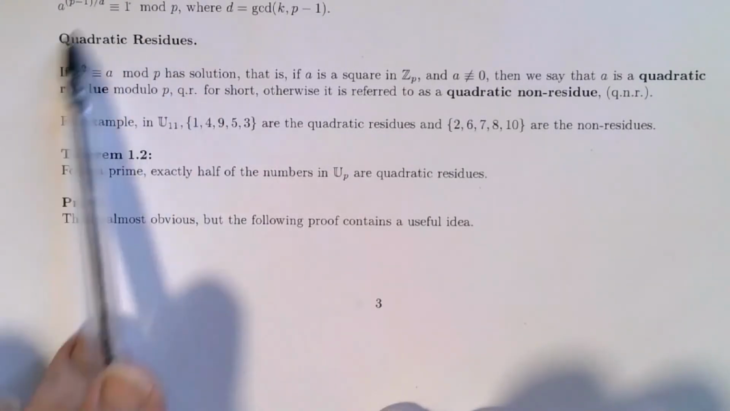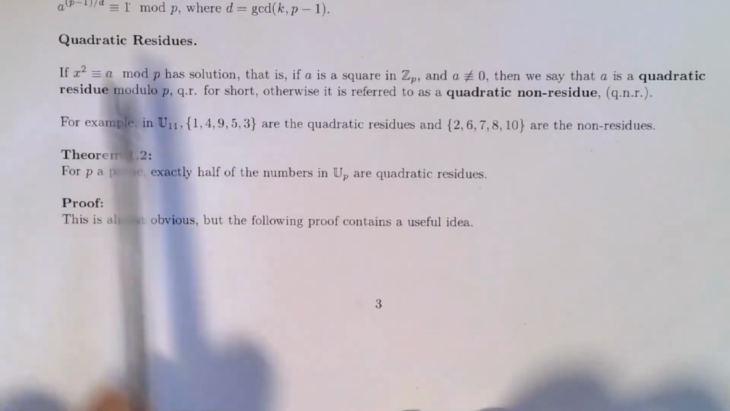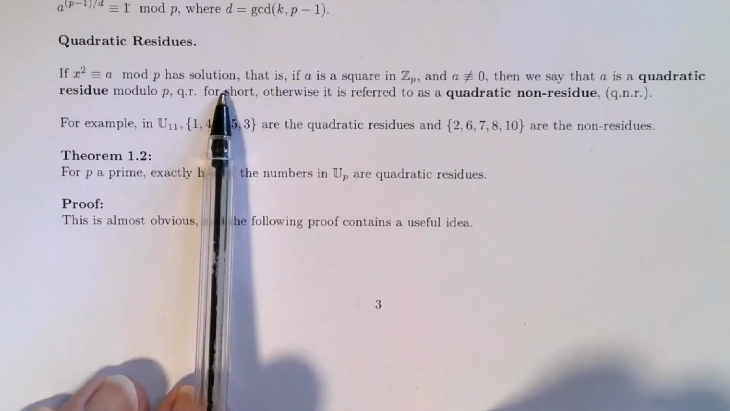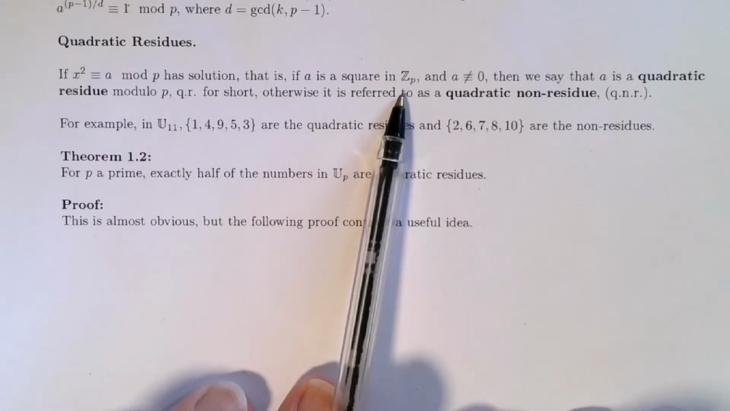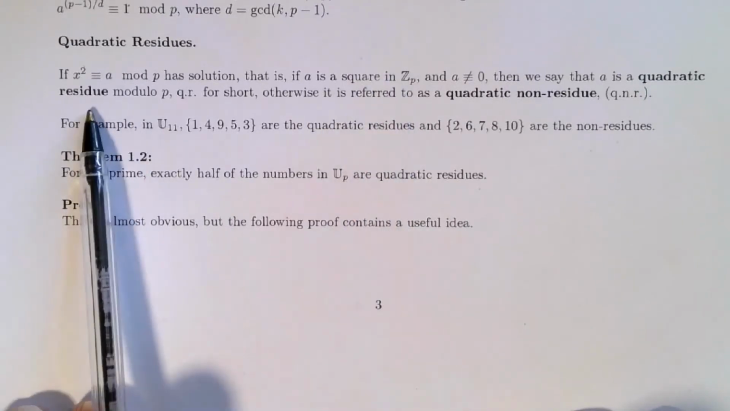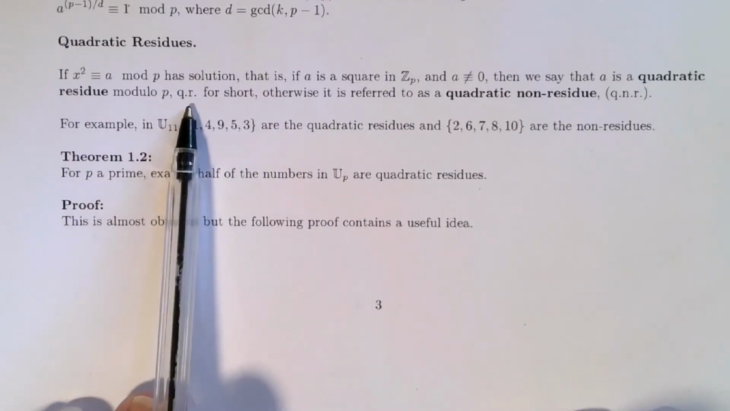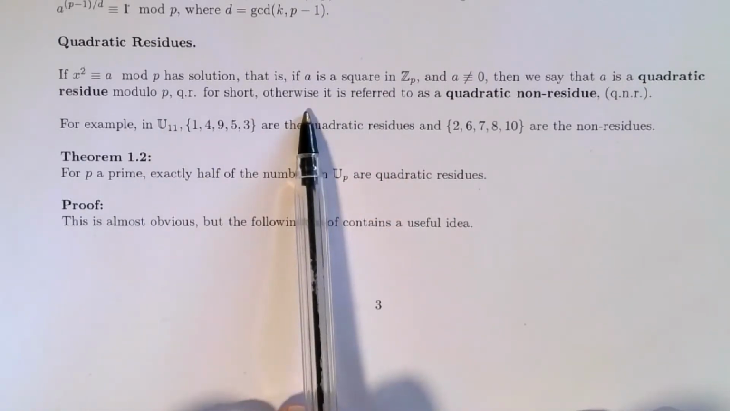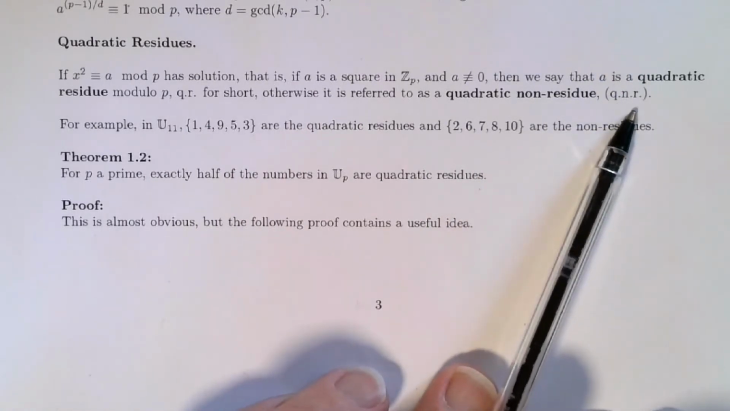So quadratic residues are simply squares mod p. So if x squared is congruent to a mod p has a solution, that is, if a is a square in Zp and a is not 0, then we say that a is a quadratic residue modulo p, or a QR for short. Otherwise, if it's not a square, it's called a quadratic non-residue, which is abbreviated to QNR.